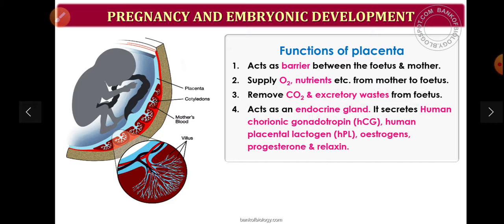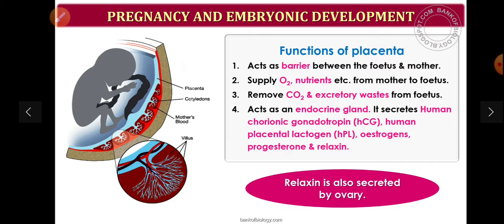Functions of the placenta: it acts as a barrier between the fetus and the mother, supplies oxygen, nutrients, etc. from mother to fetus, removes carbon dioxide and excretory waste from the fetus, and acts as an endocrine gland. It secretes human chorionic gonadotropin (hCG), human placental lactogen, estrogen, progesterone, and relaxin hormone. Relaxin is produced at the time of childbirth, and is also secreted by the ovary.